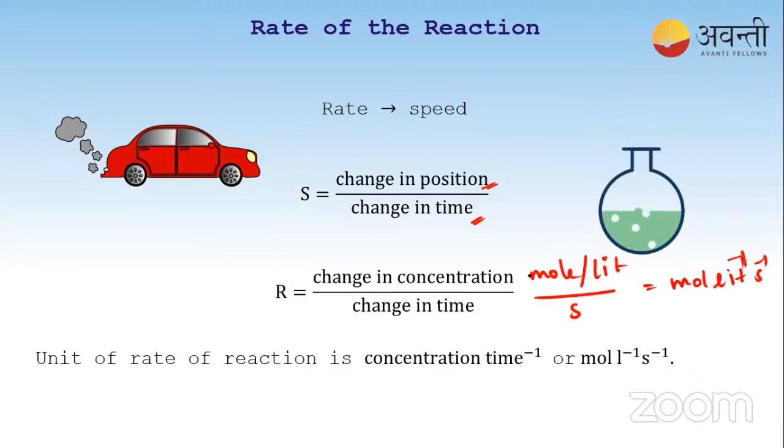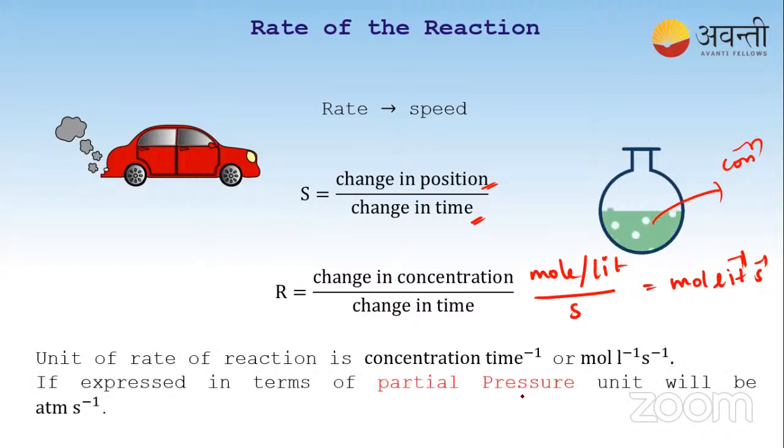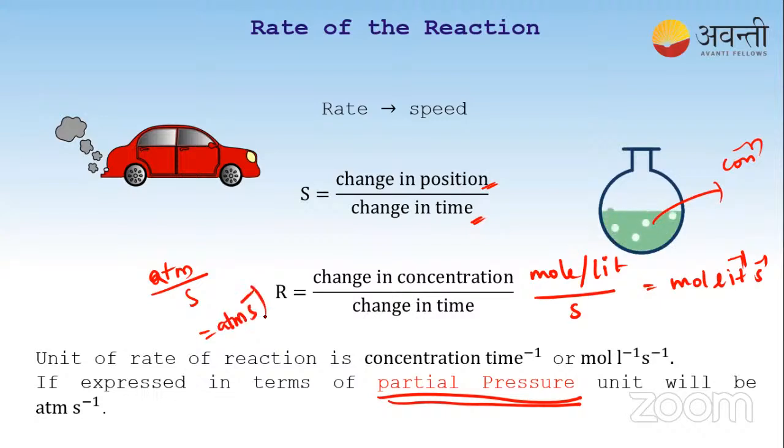If you are talking about solutions, the change will happen in terms of concentration. If you're talking about gases, in terms of partial pressure rather than concentration, the standard unit of pressure is atm, and time is second, so it will be atm second inverse. These are the units that we generally use. For concentration, it will be mole liter inverse second inverse, and for partial pressure, it will be atmosphere second inverse.